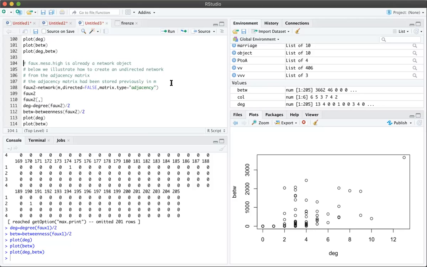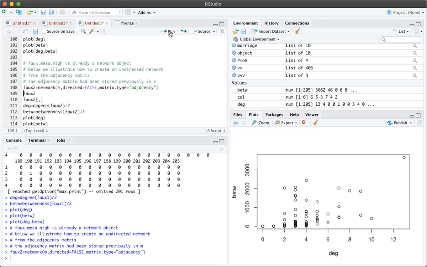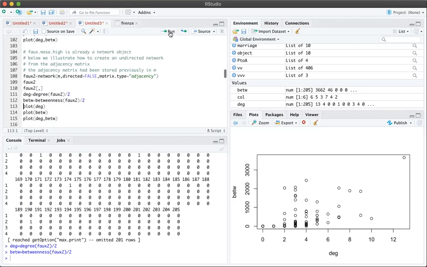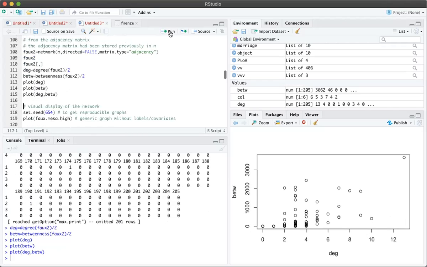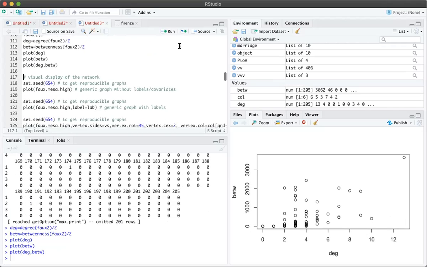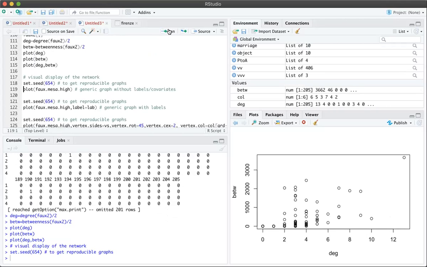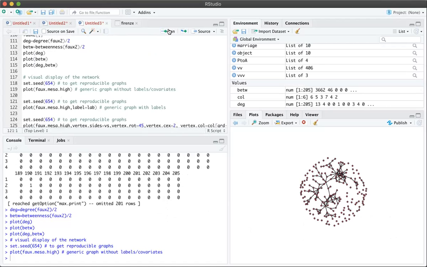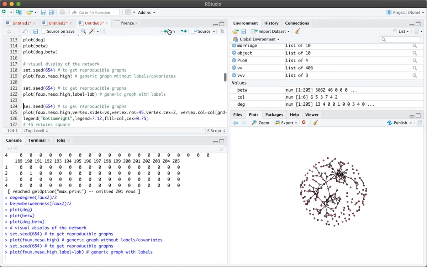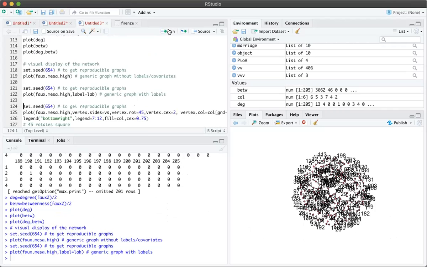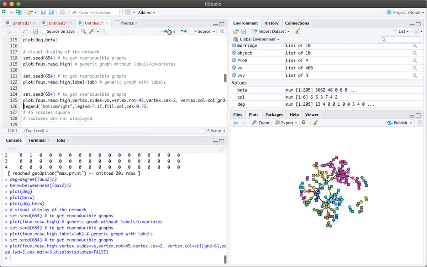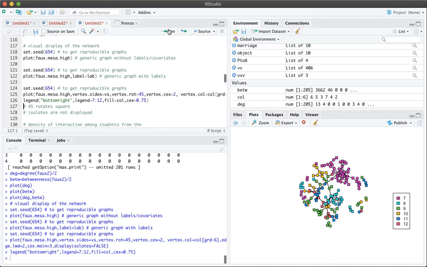Below, we illustrate how to create an undirected network from the adjacency matrix. The adjacency matrix has been stored previously in M. And we're going to look at all the graphs again. So we have a visual display of the network. We're going to set a seed to get a reproducible graph. And we're going to get the plot where we have a generic graph without labels and covariates. We're going to do it again and get a generic graph with labels. And then we're going to do it one more time, where we have 45 degree rotated squares and isolates are not displayed.